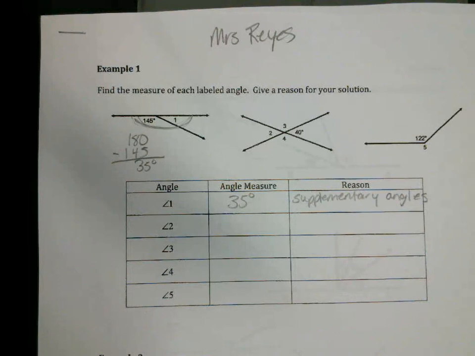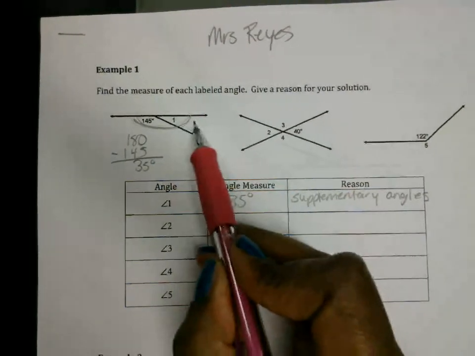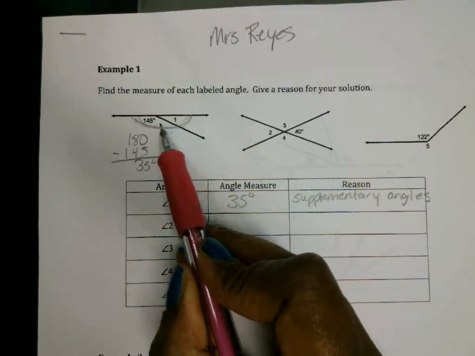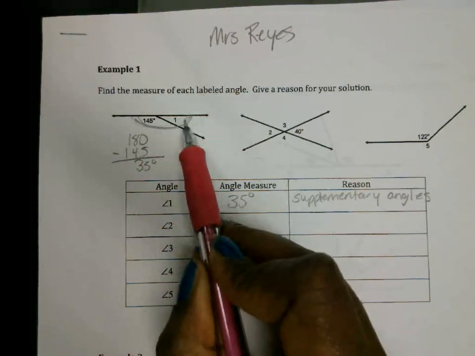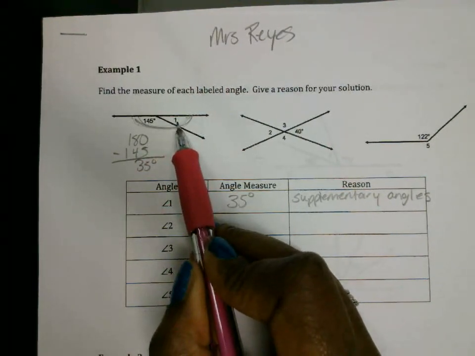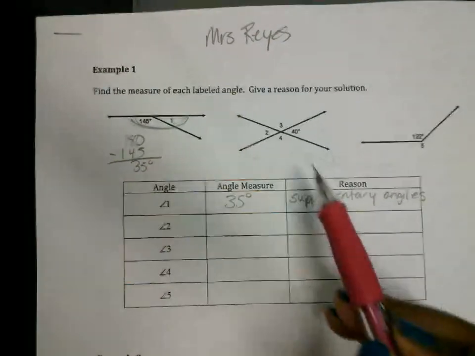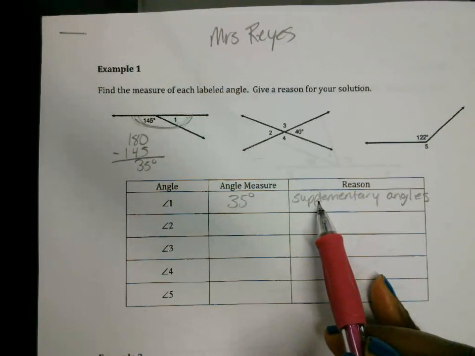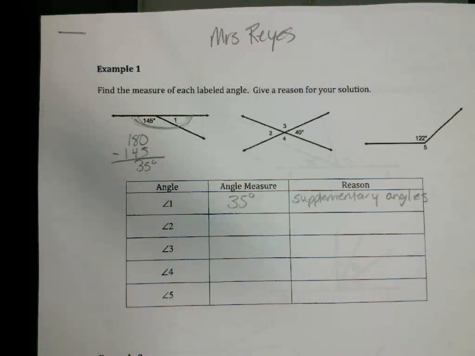Please write that in. These two angles form a straight line, therefore making it 180 degrees, which means not only are they a linear pair, not only are they adjacent, but they are supplementary. Raise your hand if you have any questions about how to find the measurement of angle 1.